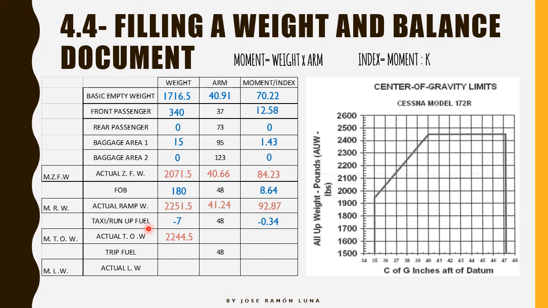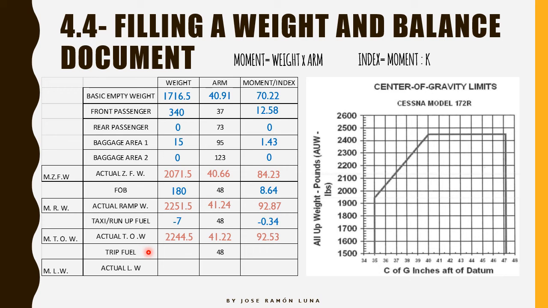We're going to get 2244.5. With the moments or with the indexes, whatever you need, we're going to do the exact same. 92.87 minus 0.34, we're going to get 92.53. Using the same formula like we did before, changing the formula and doing the same thing as in the previous step, 92.53 times 1000 divided by 2244.5 is going to equal 41.22. Good.